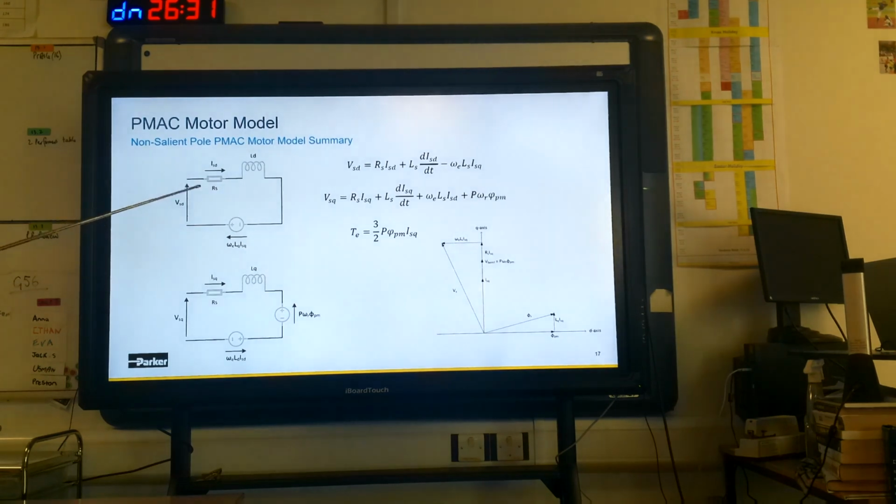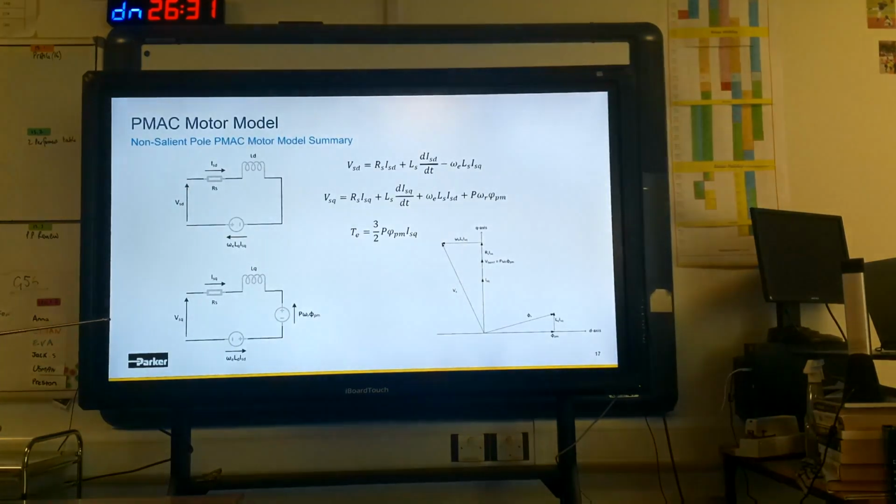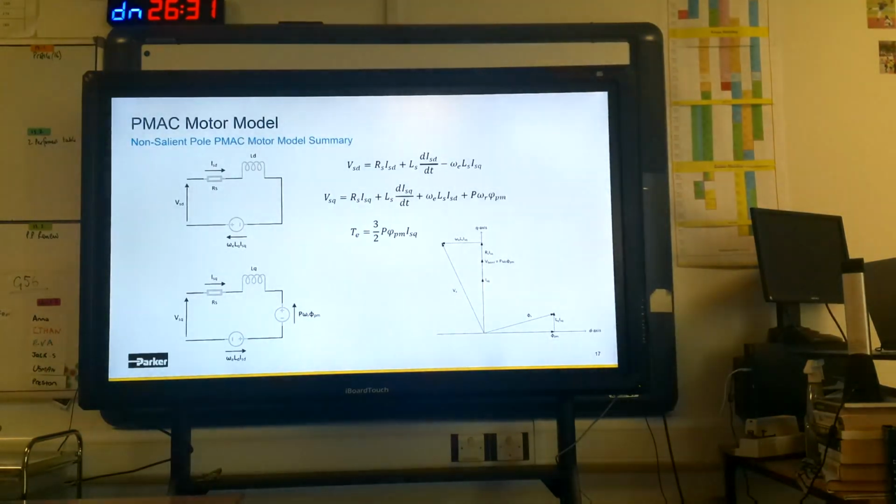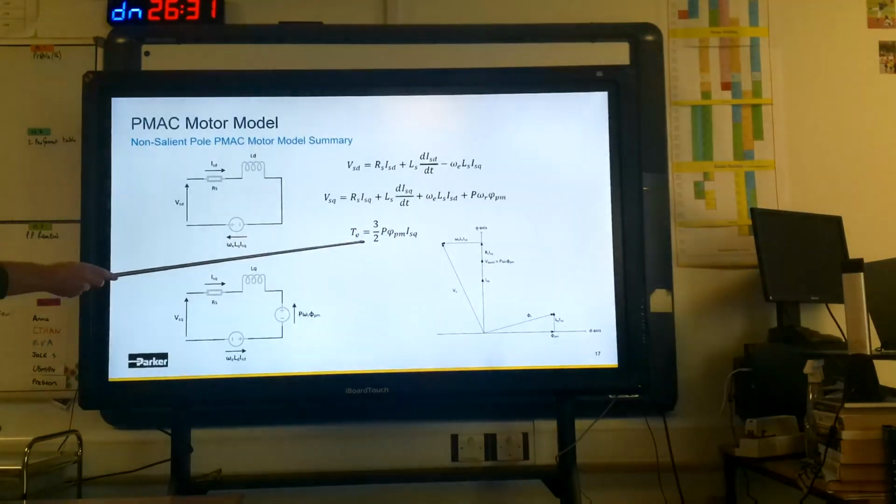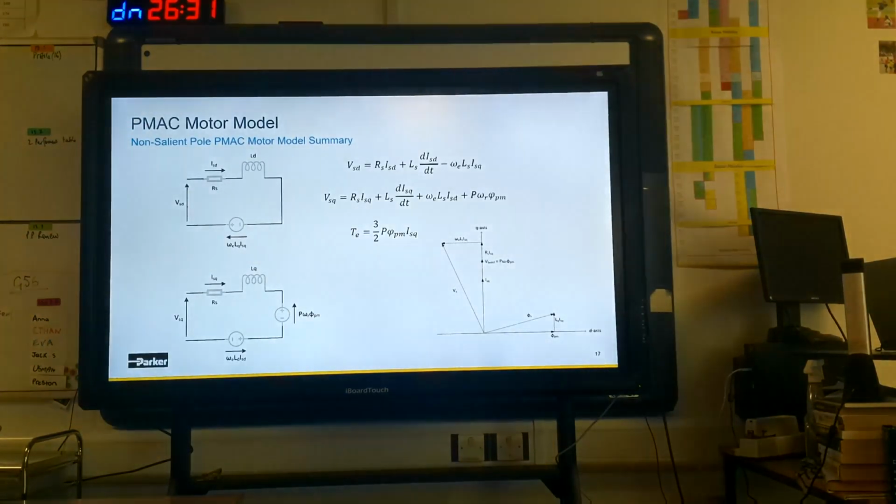A resistance, an inductance, a back EMF, and then unfortunately these strange cross-coupling terms that came out of the process of going from a stationary reference frame to a rotating reference frame. But the best bit is torque is proportional to current. Makes your life easy.